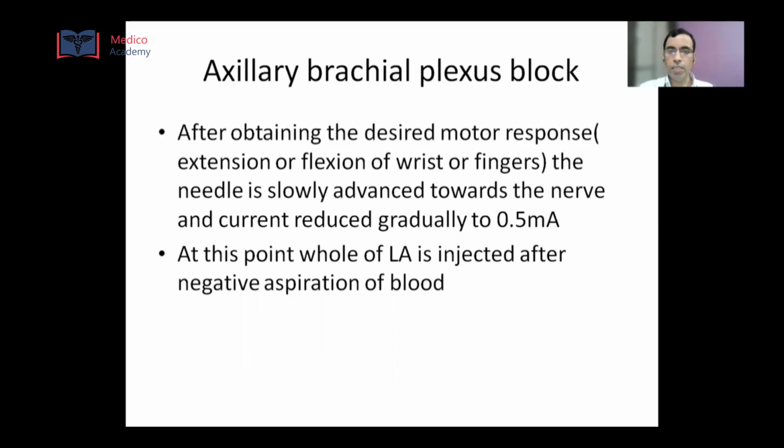After obtaining the desired motor response in the form of either extension of the fingers or wrist or flexion of the fingers and wrist, the needle is gradually advanced and the current strength, which was initially kept at around 1 to 1.5 milliampere, is gradually reduced to around 0.5 milliampere. When adequate twitches are obtained, the local anesthetic is injected after negative aspiration of blood.